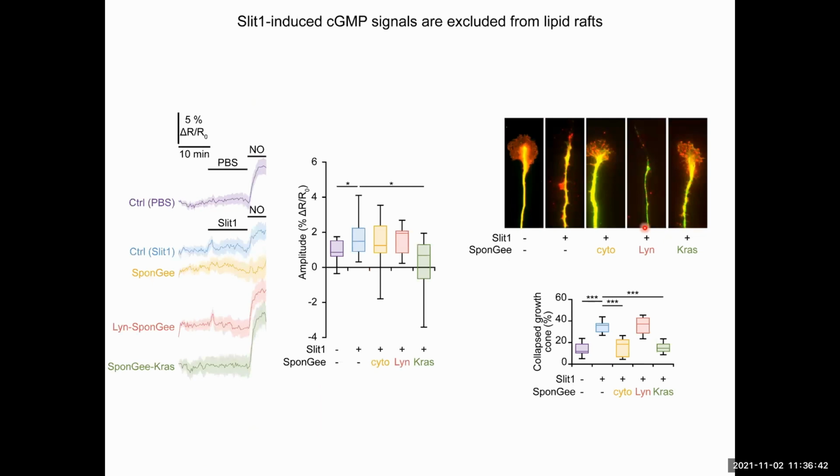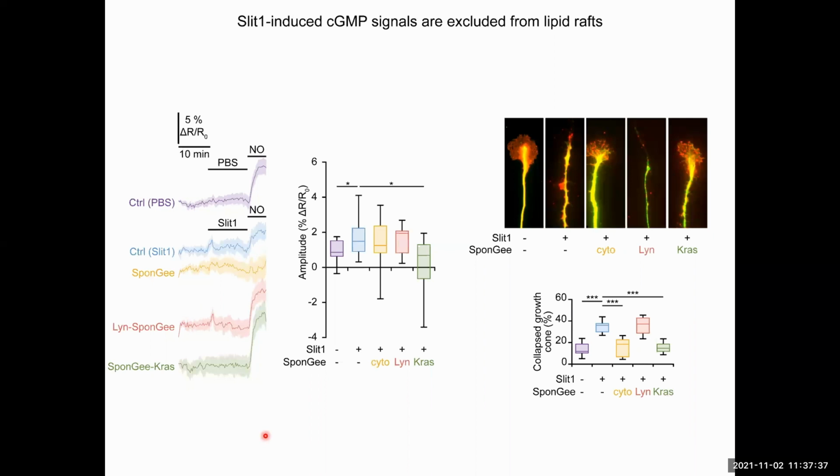We reproduce the same approach for cyclic GMP, and sure enough, we found that axons exposed to Slit1 have this elevation of cyclic GMP when we use a soluble cyclic GMP biosensor. This elevation was prevented by the buffering of cyclic GMP outside lipid raft, but was not affected by the buffering of cyclic GMP in lipid raft, suggesting that the signal generated by Slit1 originates outside lipid raft, not in lipid raft.